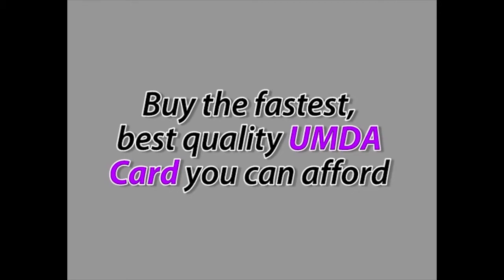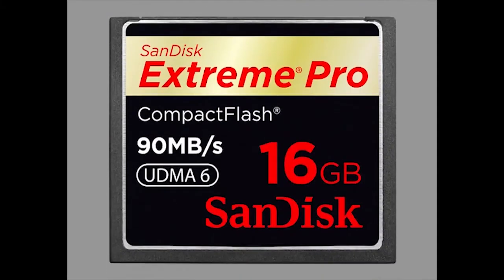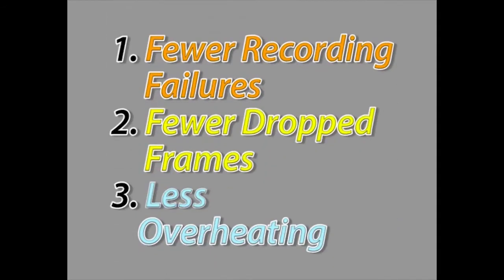I own and have used 30 megabyte cards in the past, but I find myself using the 60 and 90 megabyte per second cards almost exclusively now for the following reasons. Number one, I have fewer recording failures, and I had them even with the 30 megabyte per second cards. Number two, I have fewer dropped frames, and this is something that you may not catch the first time when you watch a video. A dropped frame, when you play it back, what it looks like is a stall in the video. For some reason or another, that frame was not recorded. It doesn't happen often, but it does happen.